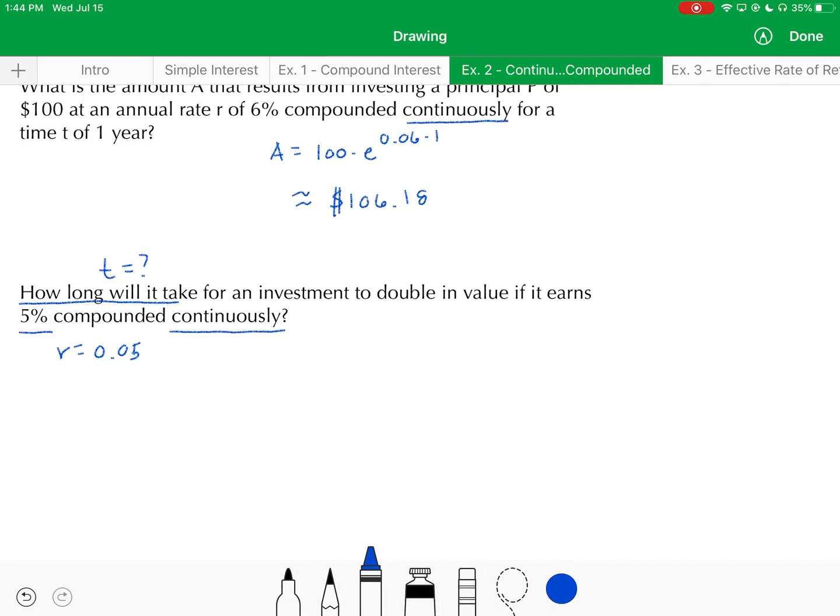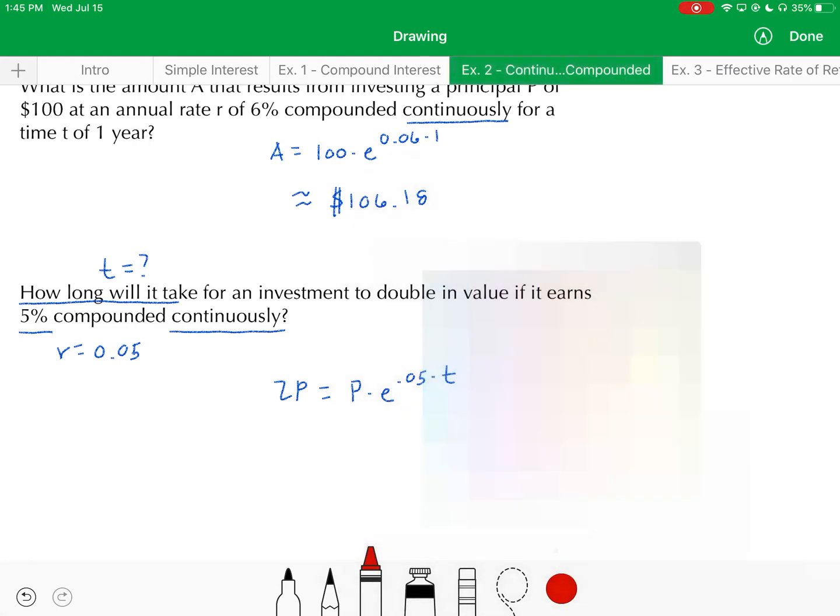I'm told this is happening continuously, so I know to use that formula, but they don't tell me the amount of the original investment. That doesn't really matter, okay? All that matters is I know that it needs to double. So if my original amount is P, then I'm going to multiply that by e raised to the power of 0.05 times t, and I know that I want this whole thing to result in double the original, so I'm going to set it equal to 2P, all right?